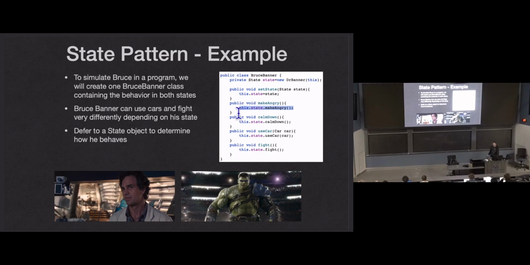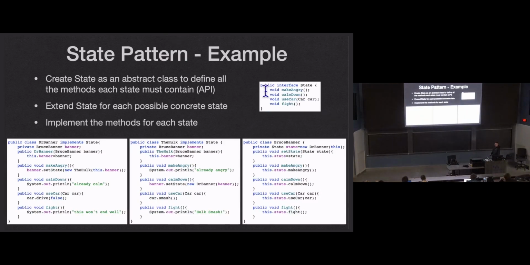But we're not going to implement any of these methods. Instead, we're going to have a variable that controls the state of Bruce Banner. And for these methods, we're going to defer to the state. We're going to say, hey, state, the make angry method was called, do your thing. And depending on the type stored in that variable, we're going to get very different behavior due to polymorphism magic. So we're going to have the state interface, which defines those four methods that can be called. Our variable is going to be of type state.